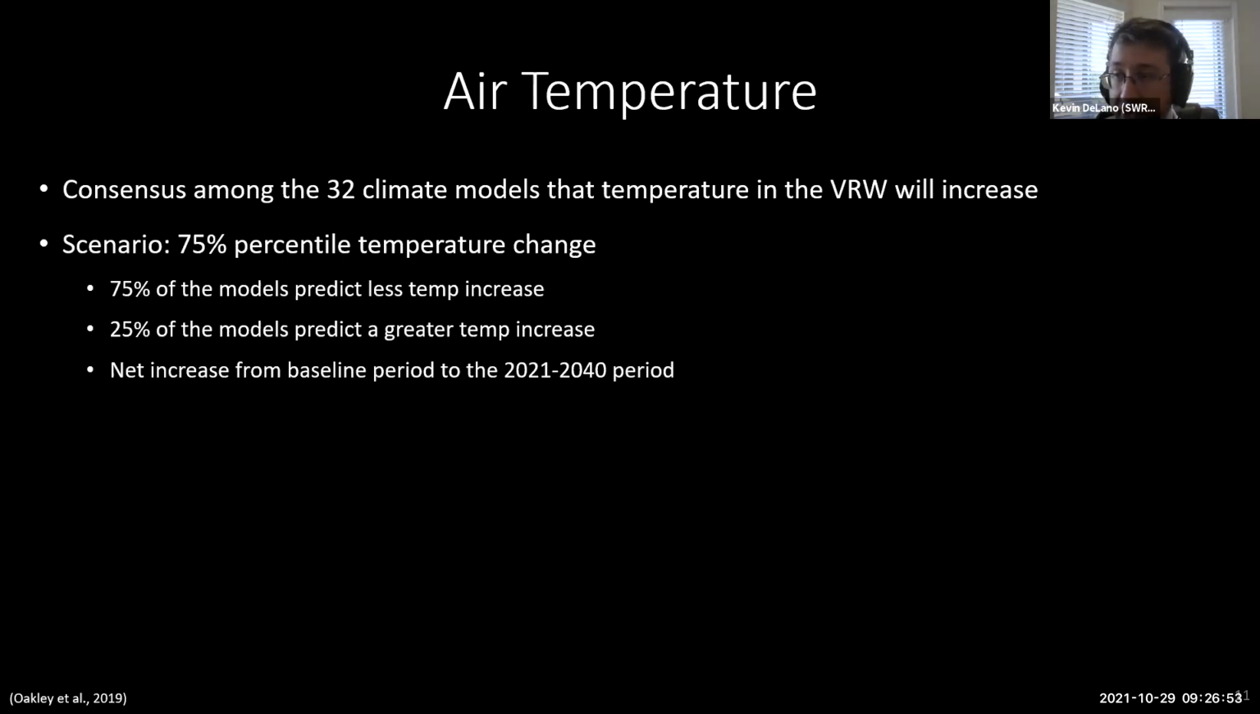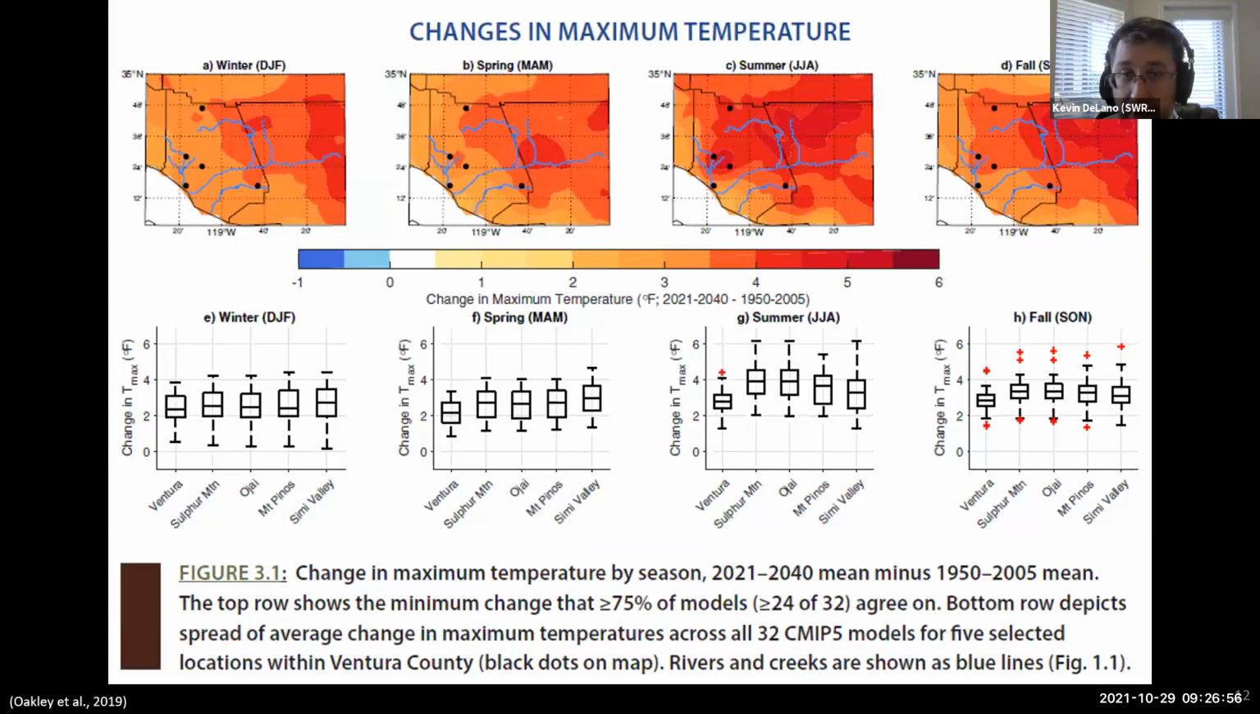So a little bit more about what this looks like. The report ran 32 climate projections. I'll come back to this question in a minute. I want to get through the slide. The authors plotted changes in max temperature for Ventura County, and they found that max temperature will increase in all seasons and will increase the most in summer, and especially in inland areas such as where the city of Ojai is here. But temperature increases are expected to occur in all seasons.